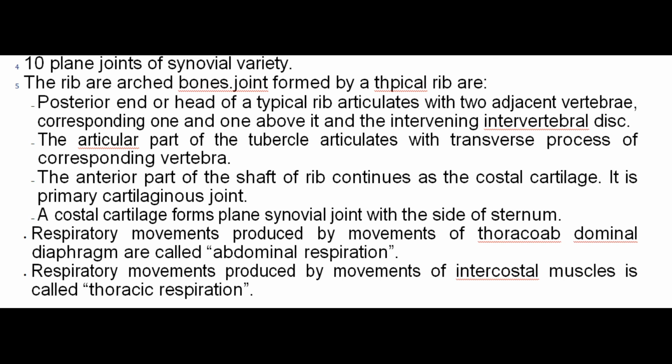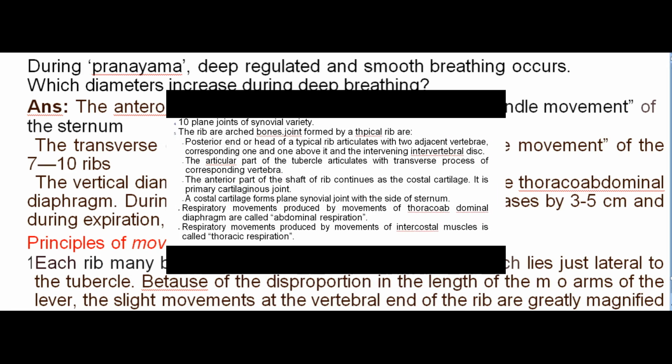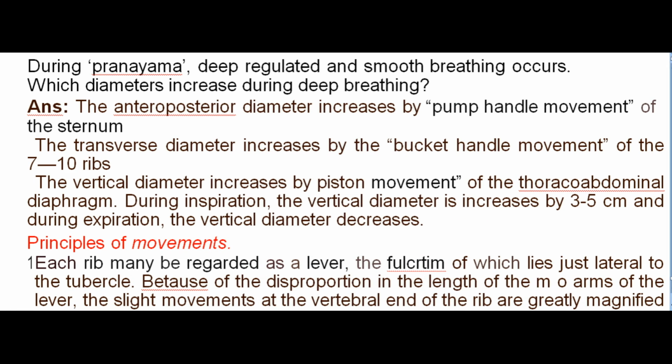Respiratory movements produced by movements of the thoraco-abdominal diaphragm are called abdominal respiration. Respiratory movements produced by movements of intercostal muscles are called thoracic respiration. During pranayama, deep, regulated and smooth breathing occurs.